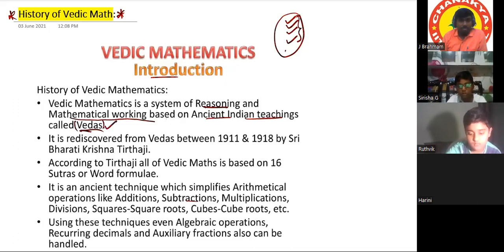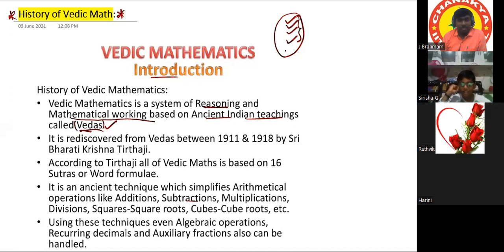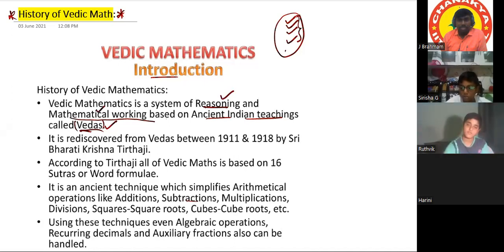So how many Vedas are there? You can show fingers. No, 4 Vedas. There are 4 Vedas: Rigveda, Yajurveda, Samaveda, Atharvaveda. So Vedic maths is a system of reasoning and mathematical working based on ancient Indian teachings. See the second point: it is rediscovered from Vedas between 911 and 918. In these years it was rediscovered. It is already there in the Vedas, and it was rediscovered again by Sri Bharati Krishna Tirthaji.